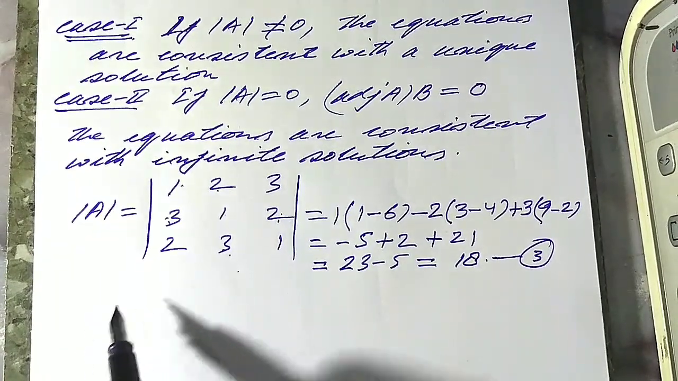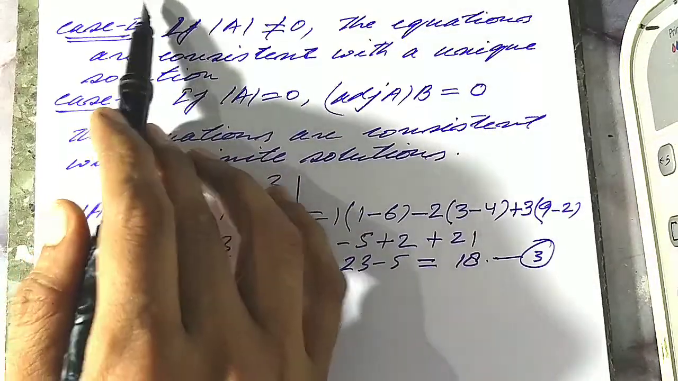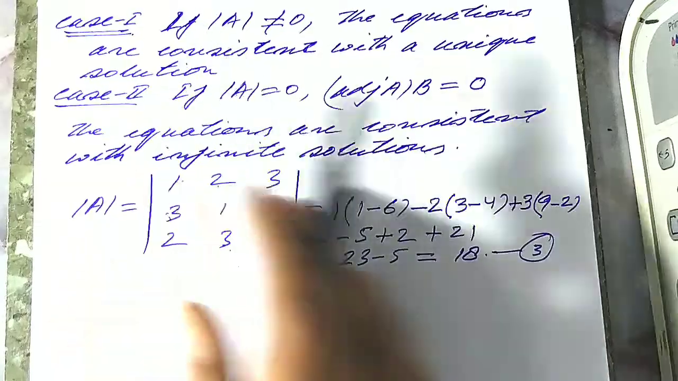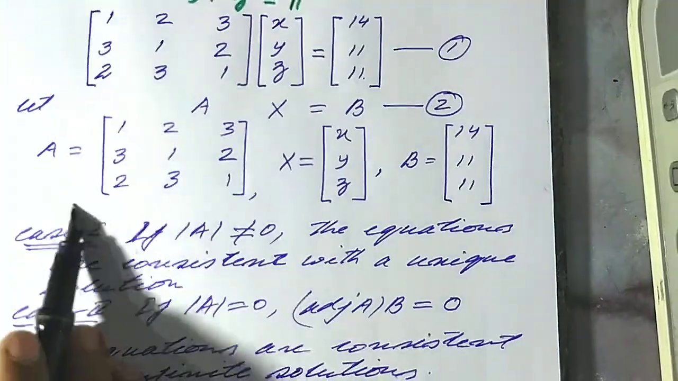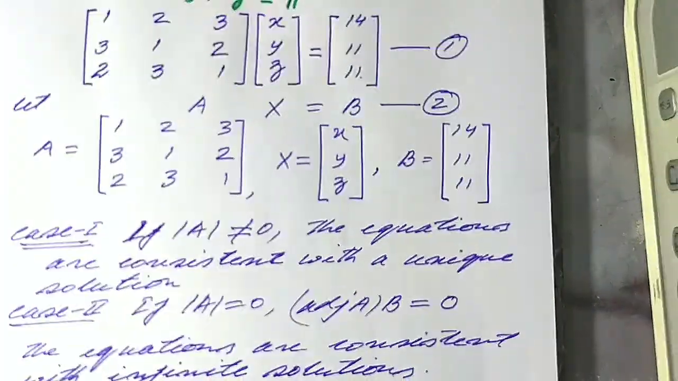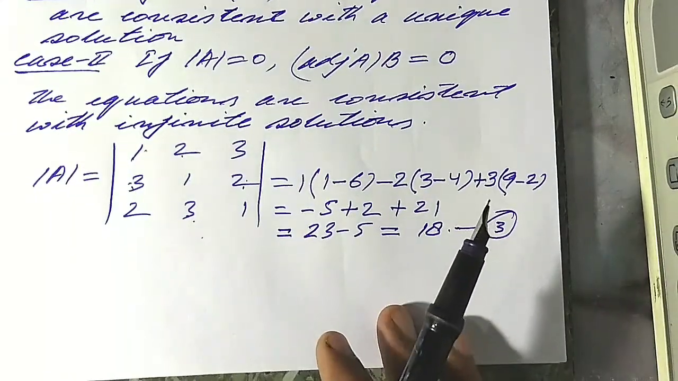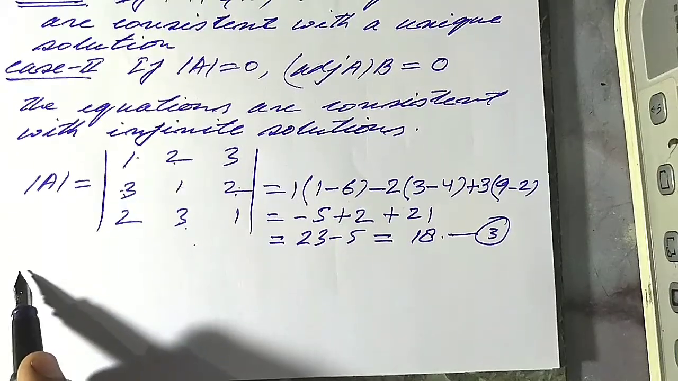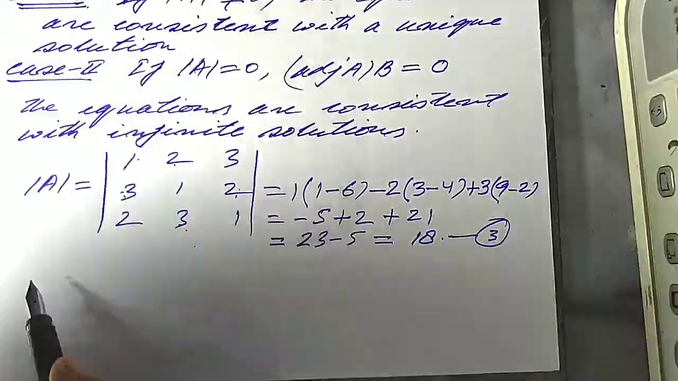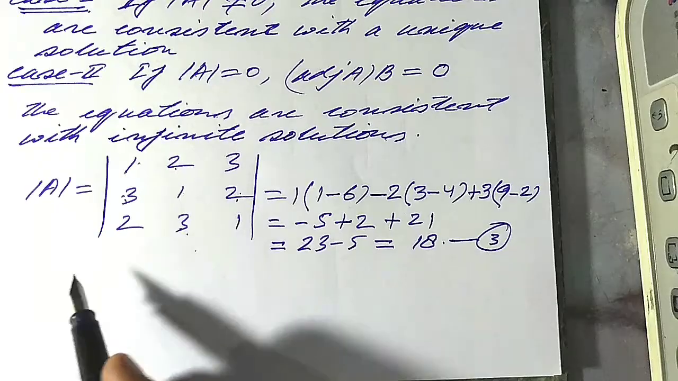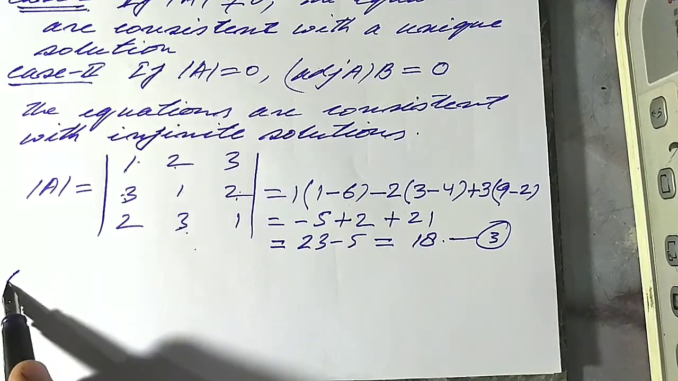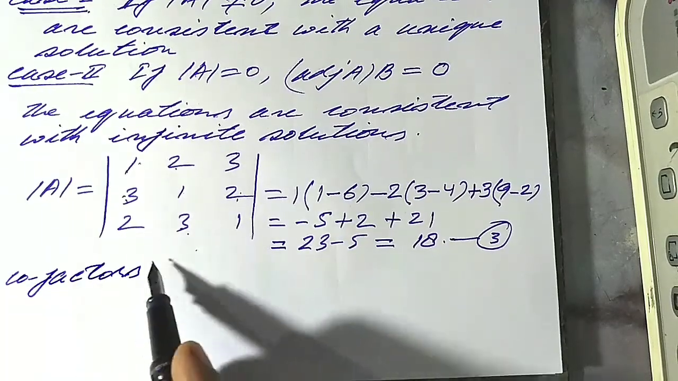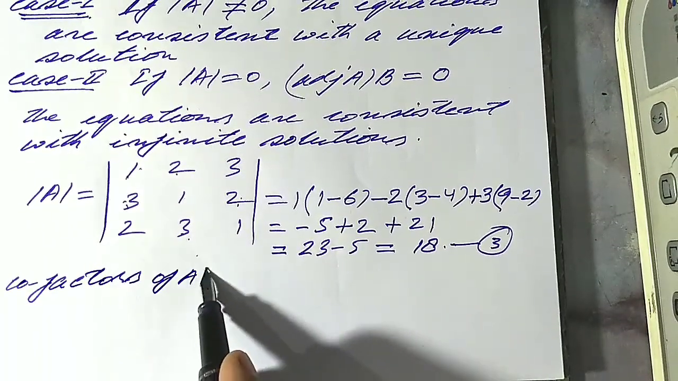So first, as I told in the general algorithm, we have to find the inverse of this matrix, that is, the A matrix. So let's proceed. For that purpose, first we have to find the cofactors. If we want to find A inverse by the direct method or cofactor method, first we have to find the cofactors of A.